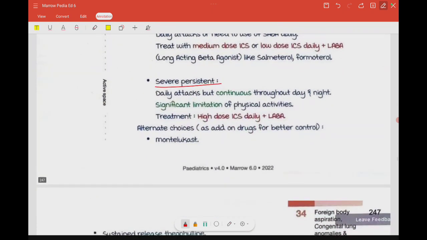Now coming to severe persistent, it is defined by daily attacks that are continuous throughout the day and night.